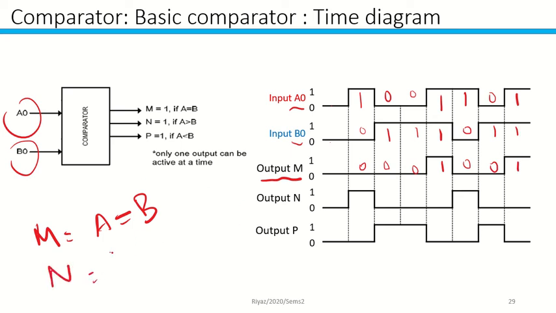N is equal to A is bigger than B. So whenever the situation A is bigger than B, N will be activated. You have over here 0 0, so just have a 0 over here, no problem. So 1 0. Is A bigger than B? Yes, because A is 1, B is 0. So that's why this becomes 1. And this one is 0 1, is A bigger than B? No. So you have 0.